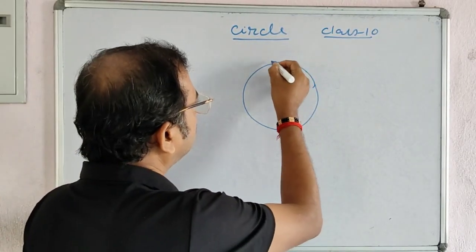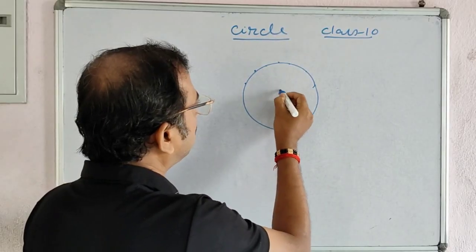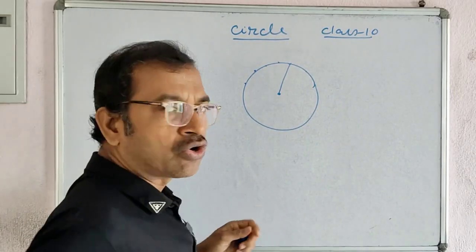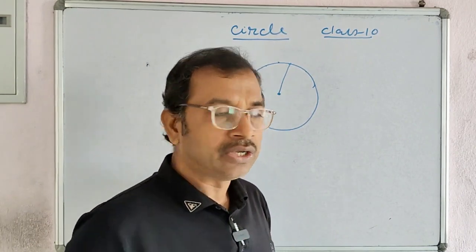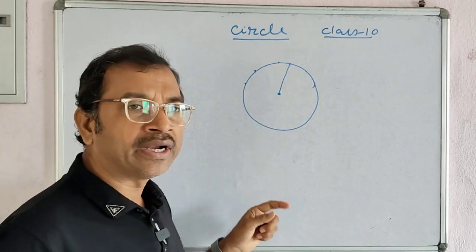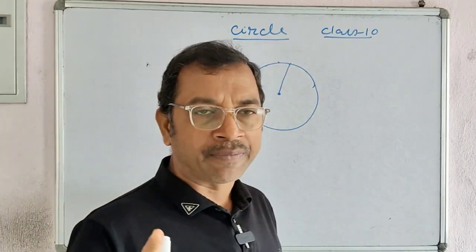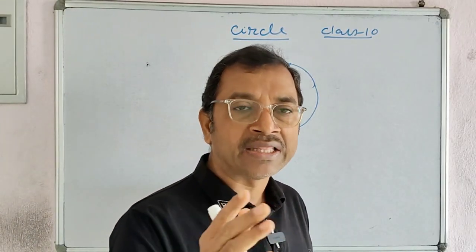all the points on this curve are equidistant from a fixed point. This fixed point is called what? Center, and this fixed distance is called what? Radius. Okay, so today we'll discuss what? Tangent. So दो पार्ट होता है आपका. So ये tangent, another is secant.